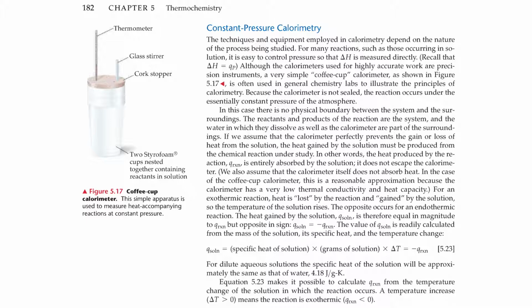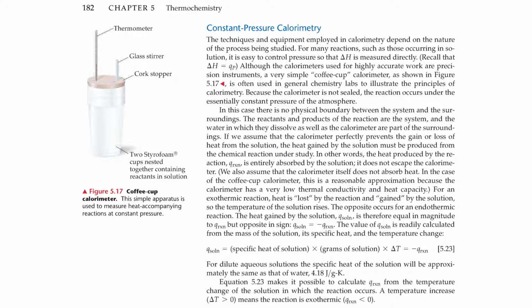Although the calorimeter is used for highly accurate work or precision instruments, a very simple coffee cup calorimeter, as shown in Figure 5.17, is often used in general chemistry labs to illustrate the principles of calorimetry. Because the calorimeter is not sealed, the reaction occurs under essentially constant pressure of the atmosphere. In this case, there is no physical boundary between the system and the surroundings. The reactants and the products of the reaction are the system, and the water in which they dissolve as well as the calorimeter is part of the surroundings.